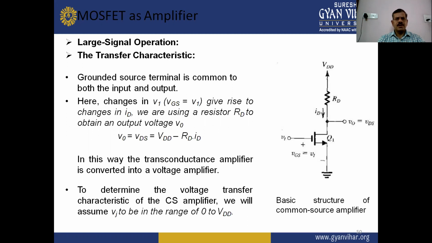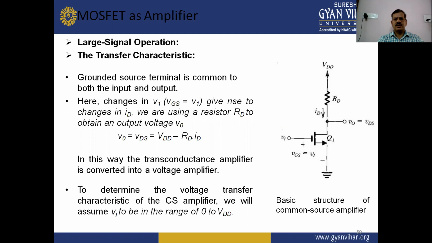Large signal operation of the MOSFET as an amplifier. The transistor characteristics, the basic structure of the common source amplifier is in this figure. The grounded source terminal is common to both the input and output. Here a change in Vi, or VGS equal to Vi, gives rise to a change in ID.